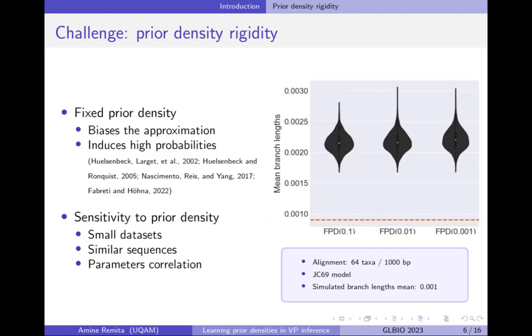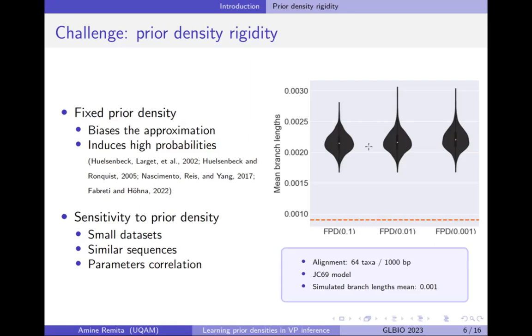One of the challenges we can encounter in Bayesian inference is the definition of an appropriate prior density for each parameter. It has been shown that using fixed prior densities biases the approximation of the true posterior and induces high uncertainties. It gets worse when the data sets are small, the sequences are similar, corresponding to small branch lengths, or when we have correlated parameters.